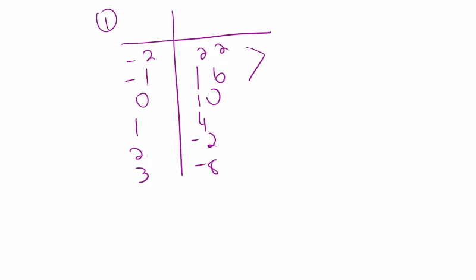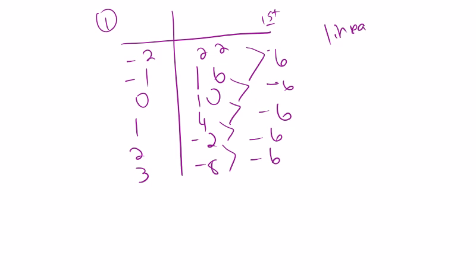Well, 22 minus 16 is 6. Well, -6 because I'm subtracting this one from this one. 10 minus 16, -6. 4 minus 10, -6. What are we seeing here? -2 minus 4, -6. -8 minus -2, -6. So we have a common difference here of -6. So if the first difference is already common, then this would be linear.